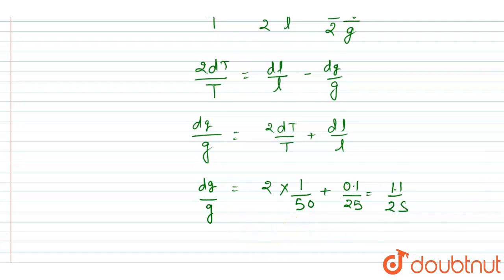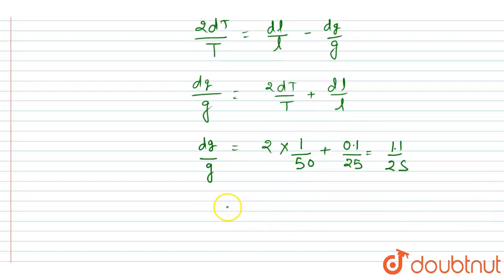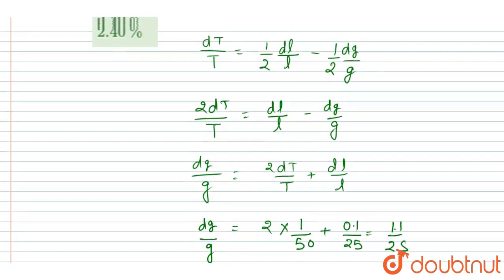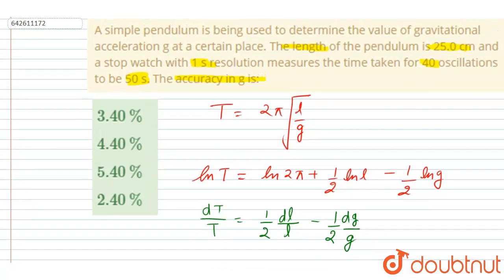If you calculate the percentage, multiply it with 100, that is equal to 4.4%. And this will be our answer. Now you can match your option here. So B is the correct option.